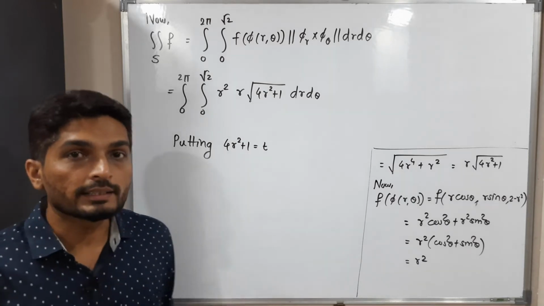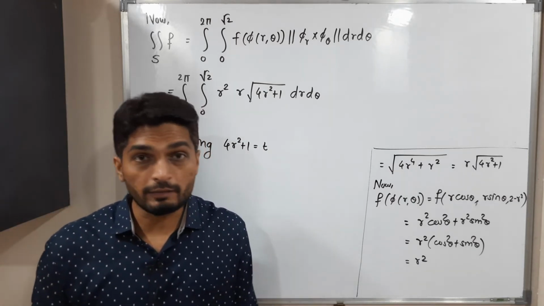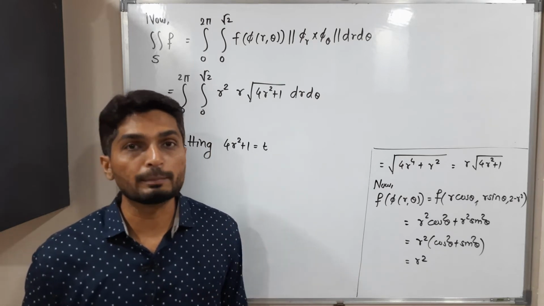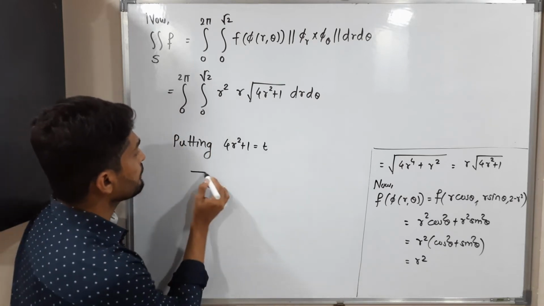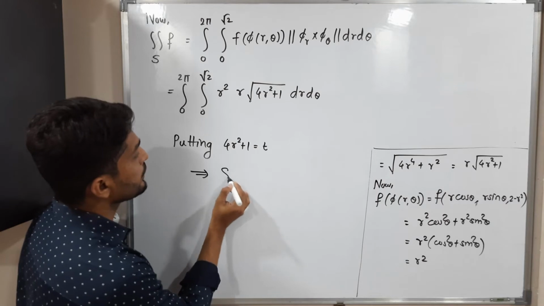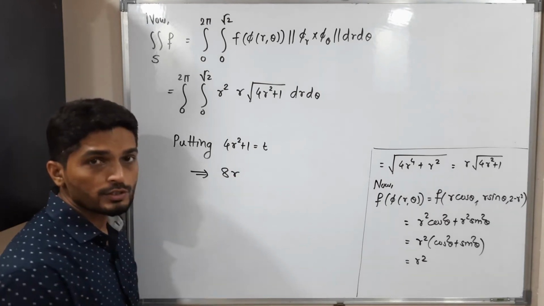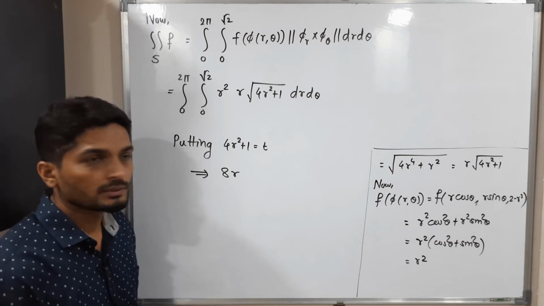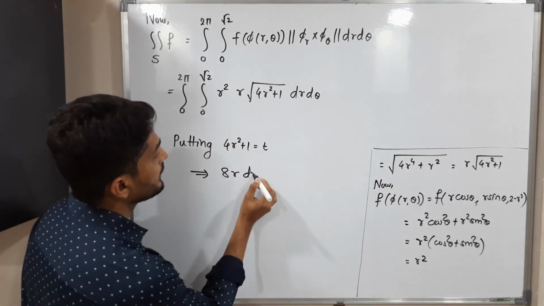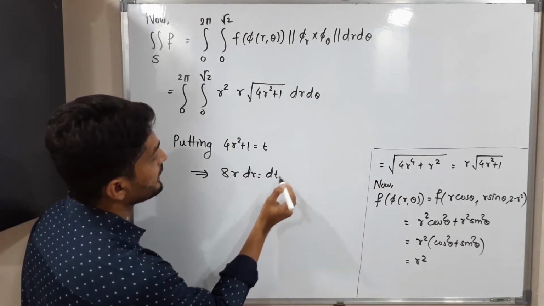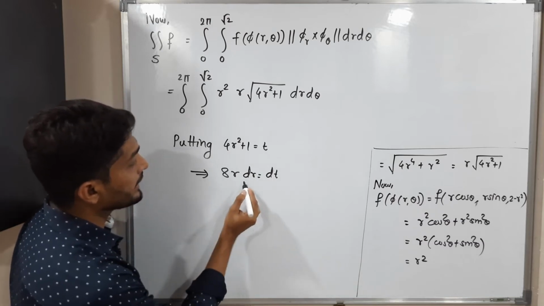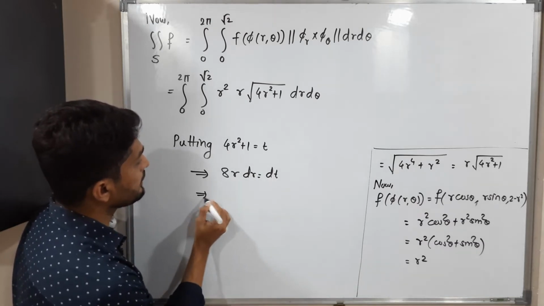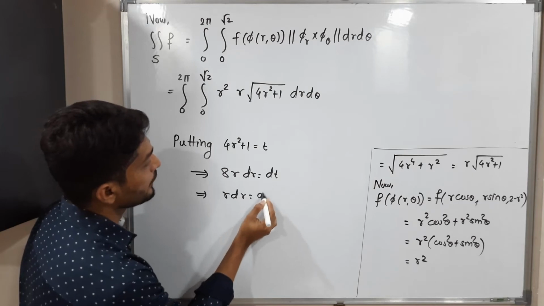When we put anything, after that we have to take the derivative compulsorily, and we have to find its new limit. So I am going to do the same. What will be its derivative? Derivative of 4r square is 8r, right? 4 is a constant, derivative of r square is 2r. Derivative of 1 is 0, since it is constant. We write dr here, derivative of t is 1, I will write dt. So 8r dr is equal to dt, that means r dr is equal to dt by 8.